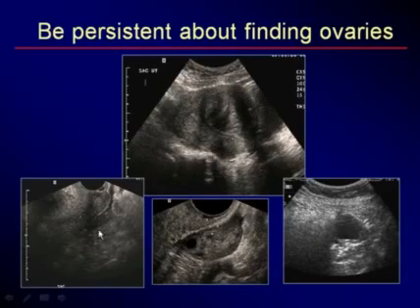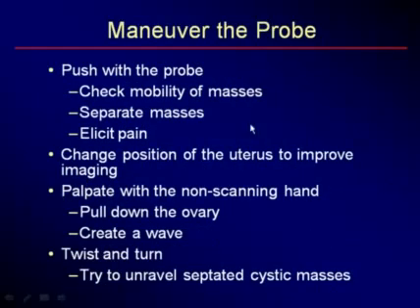You don't just stop and say, I can't see anything, I can't see ovaries. You make an effort to find them. Maneuver the probe. Push with the probe. Check mobility of the mass. Separate masses. Elicit pain. Change position of the uterus to improve imaging. Use your non-scanning hand to palpate a mass or pull down on the ovary. Pull it down towards the pelvis. Create a wave. See if things move. Twist and turn the probe to try to unravel tubular masses.